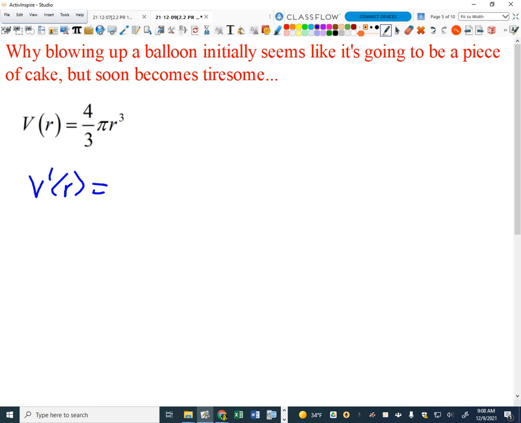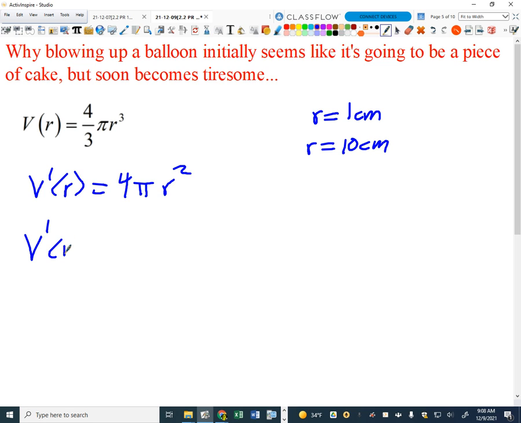There you go, right? 4 pi r squared. Take the 3 down times the constant, and 4/3 pi, that's the constant, isn't it? Pi is just a constant. So I get 4 pi r squared. Okay, so then, what happens if we have a radius of, let's just say 1 centimeter compared to a radius of 10 centimeters?